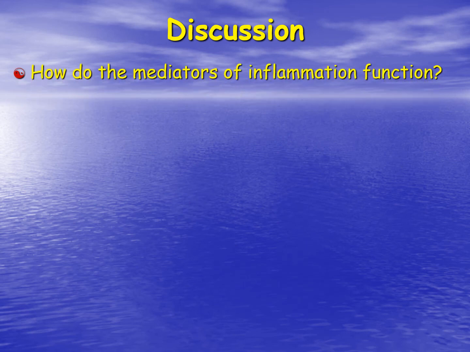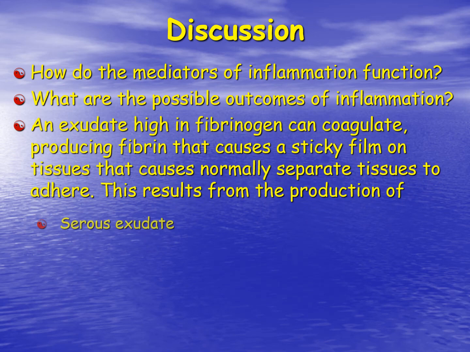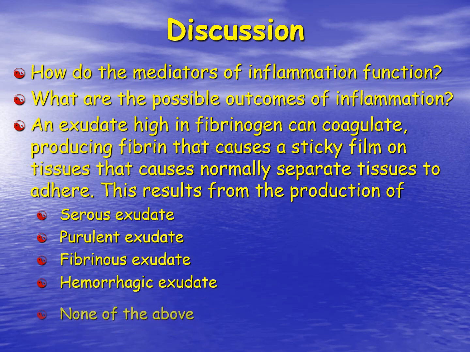So, how do the mediators of inflammation function? What are the possible outcomes of acute or chronic inflammation? An exudate high in fibrinogen can coagulate, that produces fibrin that causes a sticky film on tissues that causes normally separated tissues to adhere together. And this is the result from the production of what type of exudate?